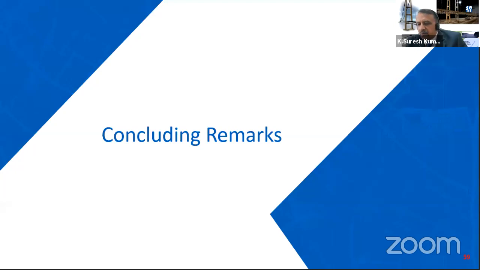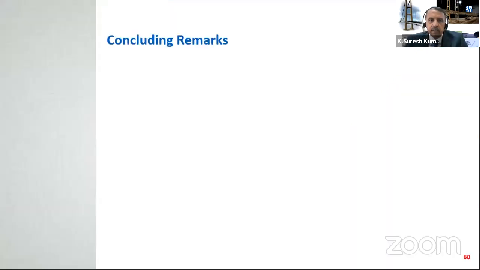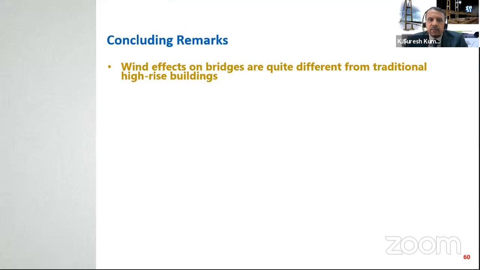So I'm towards the end of the presentation, some concluding remarks. Wind effects on bridges are quite different from traditional high-rise buildings. I wanted to distinguish that very clearly here, because in high-rise buildings, we never typically find any instability. Seldom do we talk about instability. We talk about along-wind, we talk about loads in crosswind. Tall buildings have lots of issues with crosswind.